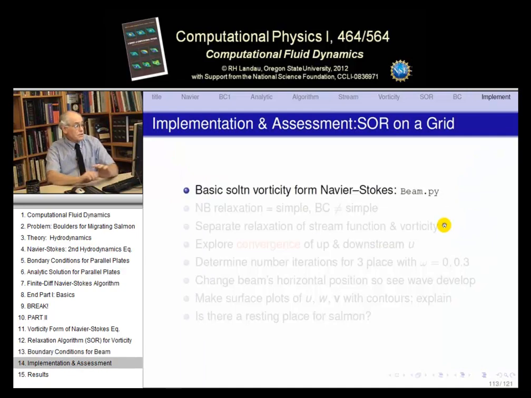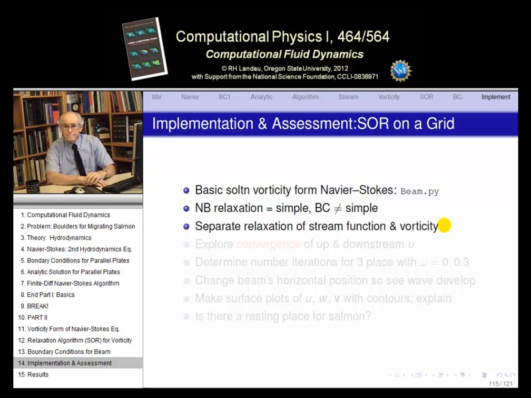We give you on the disk in Python, beam.python, there's a Java version. That's the basic solution of the vorticity form of the Navier-Stokes equation. Get that running. Look at it, and what you'll see is that the relaxation technique, the actual algorithm, is rather straightforward to implement. We just sweep through space as we did for Laplace equation. That's quite simple. The boundary conditions, as you can imagine, are less simple. There are a number of boundaries, and they all have to be implemented in some approximate way. That's the harder part. Separate sweeps might be necessary for the stream function and the vorticity. One may converge before the other. You can keep running on the other, but you don't have to. So that's something for you to explore.